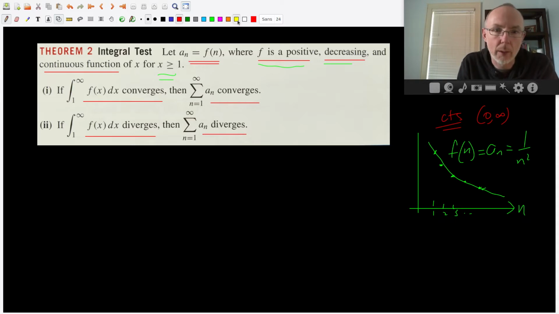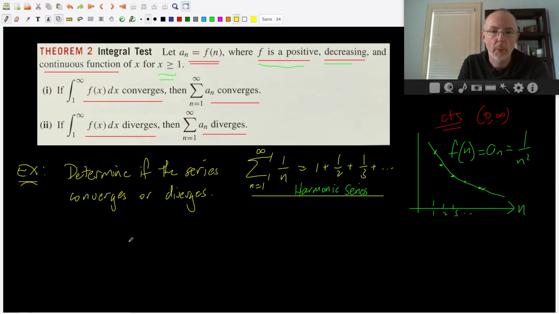Let's do an example, because we've already seen one case. Let's do another example and see what happens. So our first example involves this harmonic series that we've seen before, where we add together the sum of 1 over n from n equals 1 to infinity. So you get 1 plus a half plus a third, and so on.